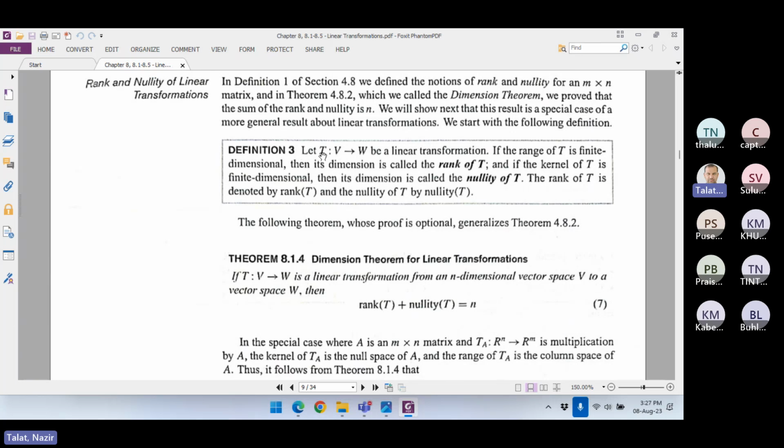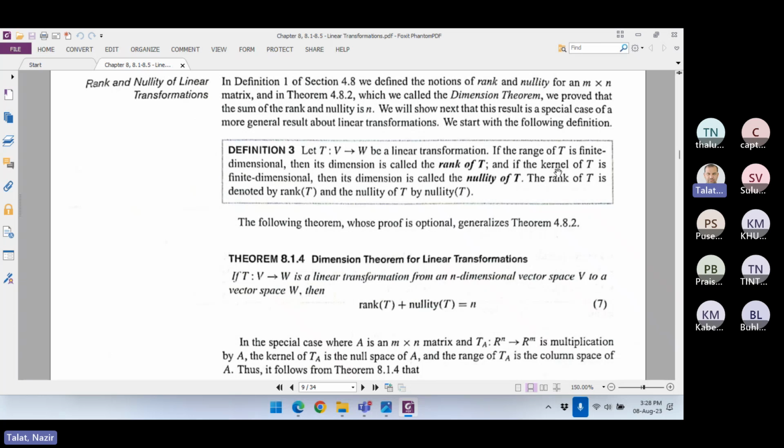So let T be a linear transformation from vector space V to W. If the range of T is finite dimensional, then its dimension is called the rank of T. Basically, rank is the number of non-zero rows in the echelon form of T. The rank of T will also give us the range of T in the case of finite dimensions. And if the kernel of T is finite dimensional, then its dimension is called the nullity.